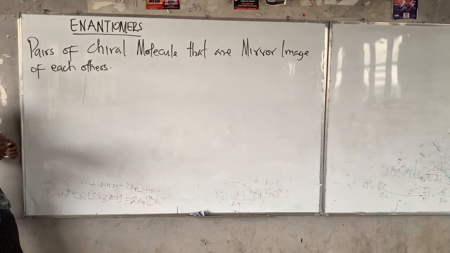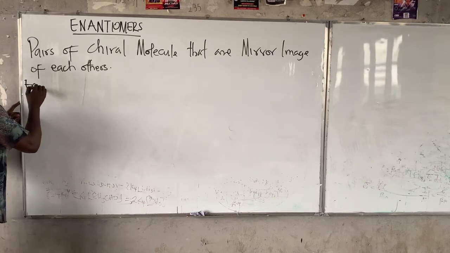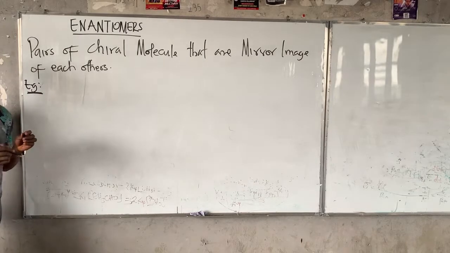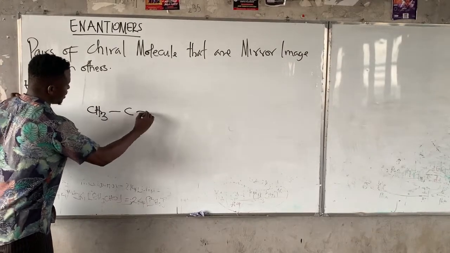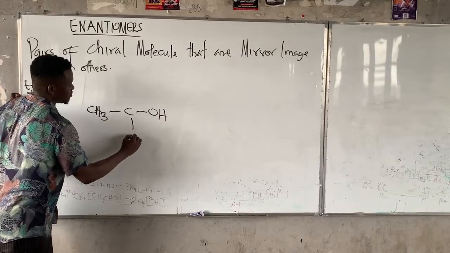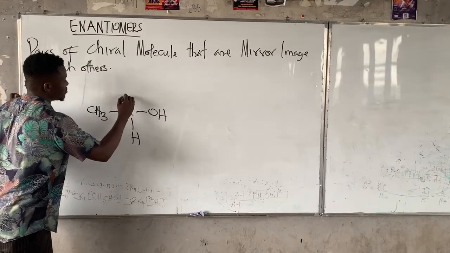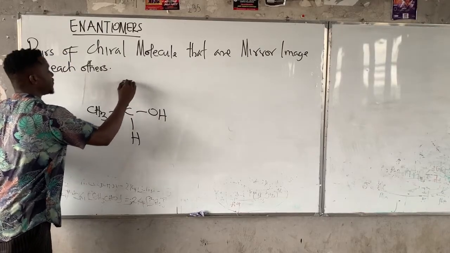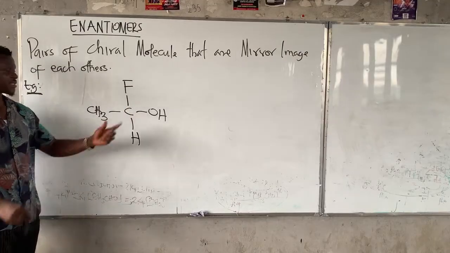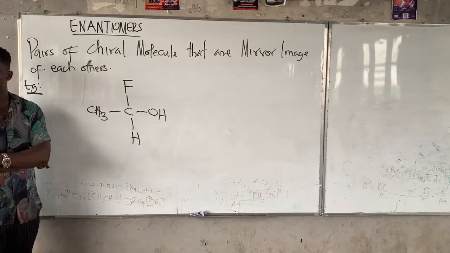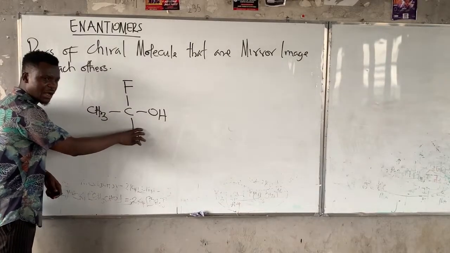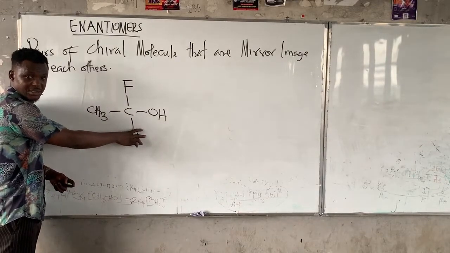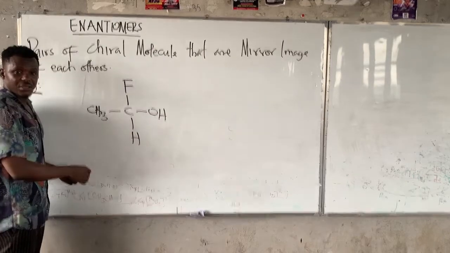Now this is what I mean. Example of enantiomer. First, we have CH3, COOH, H, NH2. This carbon is a chiral carbon. And because this is a chiral carbon, this molecule is a chiral molecule. Do you understand? This molecule is a what?